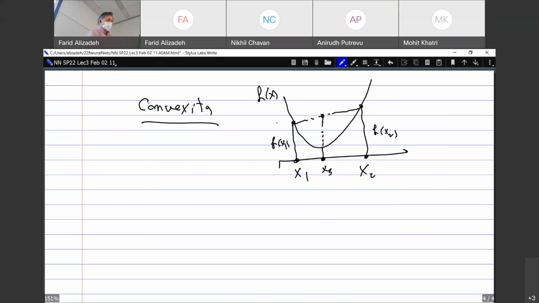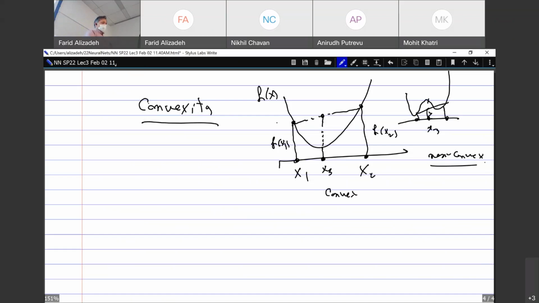Now, if it's not a convex function, like if it is like this, then obviously that's not always true. So for example, between these two, I can have this, and here, in this case, it falls below, not above, f of x3, okay? So this is a convex function, this is a non-convex function. Okay. Now, why do we care about convex and non-convex?